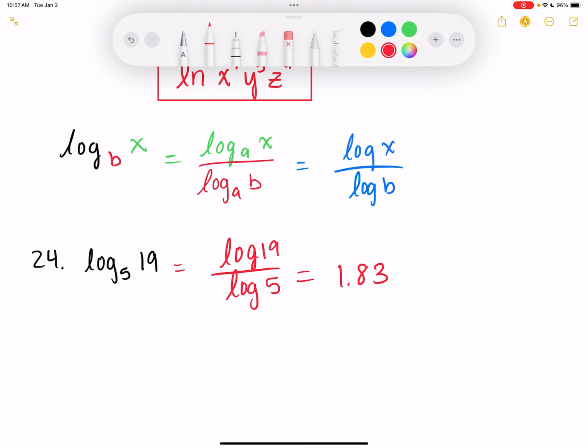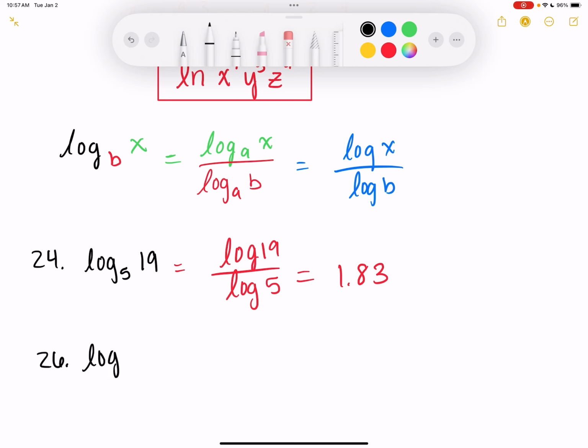Now, something else to notice is that no matter what base you change it to, you're going to get the same answer. Some of the problems will specify, but if you did ln of 19 divided by ln of 5, you're going to get the same thing. I'll let Josh check it. 1.83. Okay. My calculator is not going to steer you wrong on purpose. I know, I was just making my calculator work.